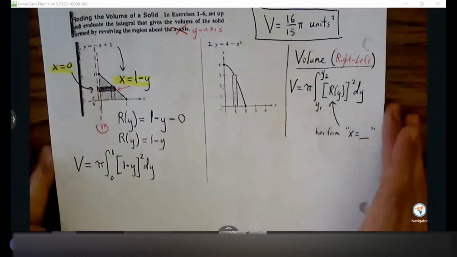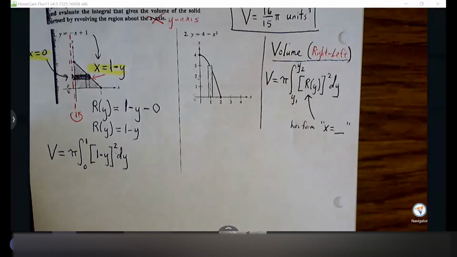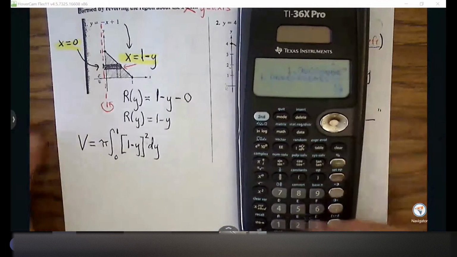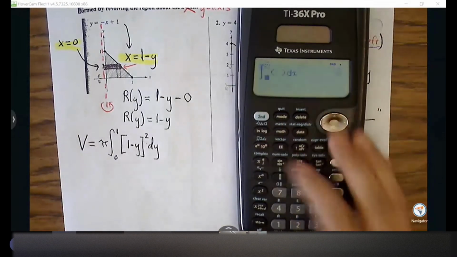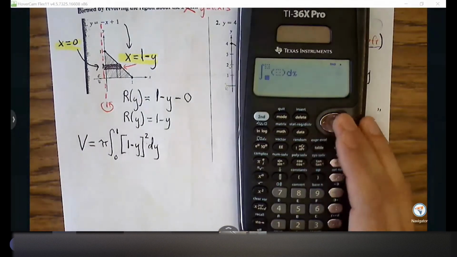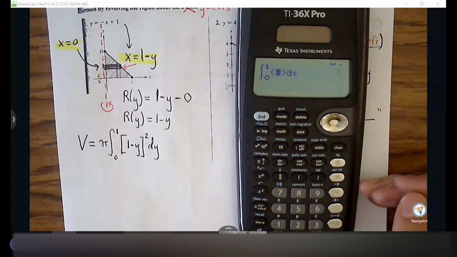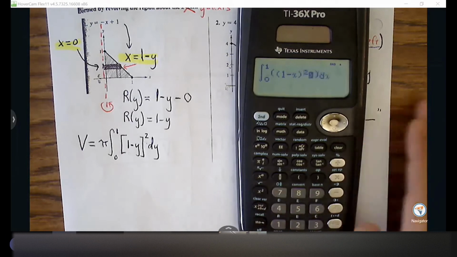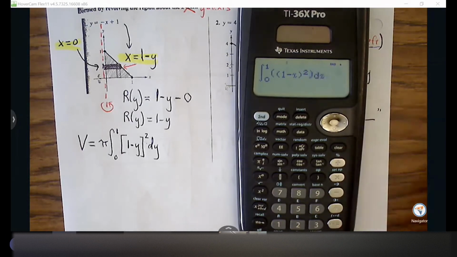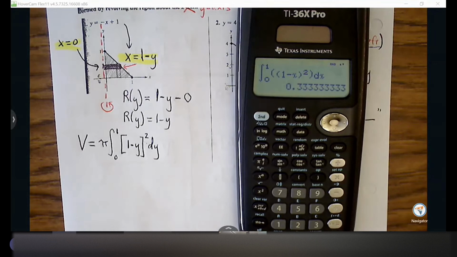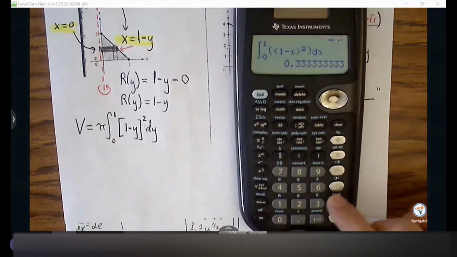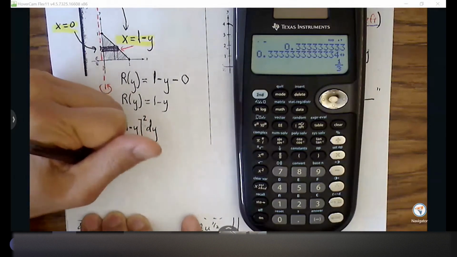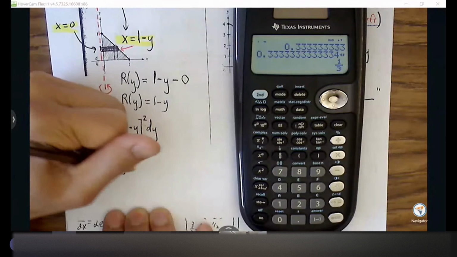All right, so now we're going to practice entering it in our calculator. In your calculator, you have to use x's. Don't try to use a different variable. Okay, leave pi out of your calculator. 0 to 1. Parentheses, 1 minus x, close parentheses, squared. Let's see if it'll convert to a fraction. It should. 1/3. So volume equals 1/3 what? Pi. Yeah. Units cubed.